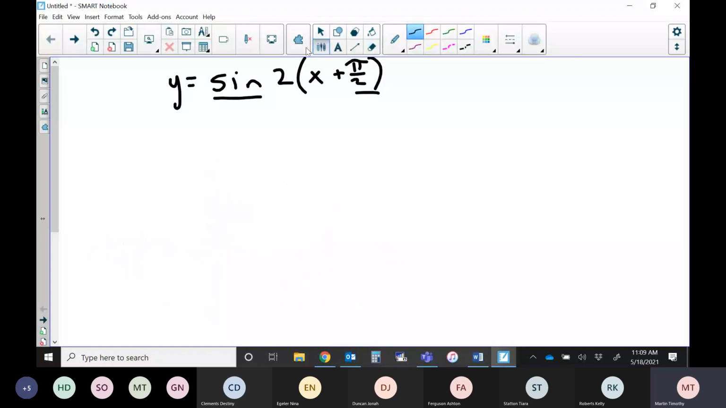And then this right here, how does this affect? Well, my amplitude is in front of the sine, and there's nothing there. So it's just a 1. So it's just like my OG.